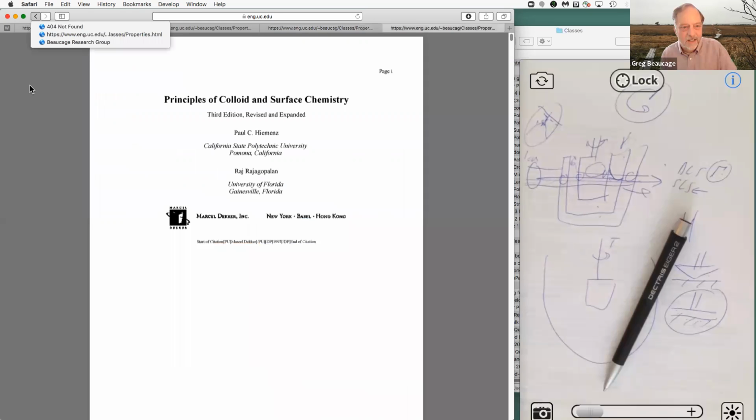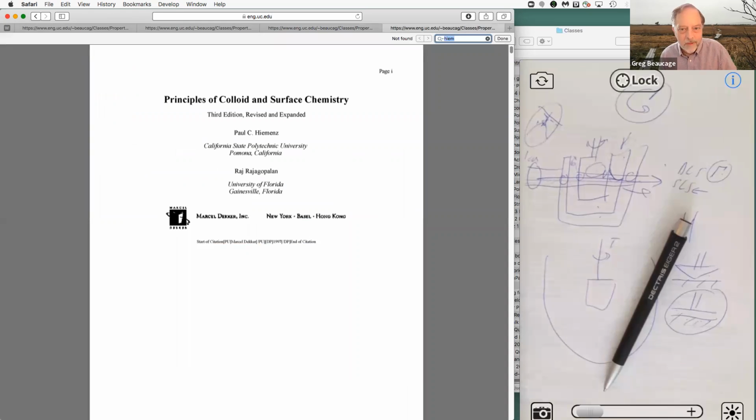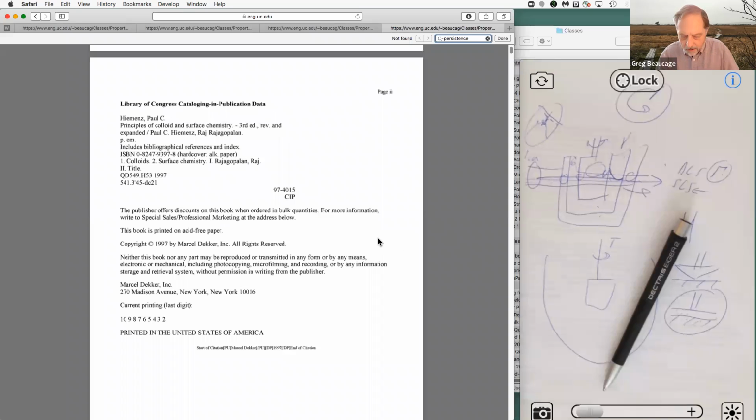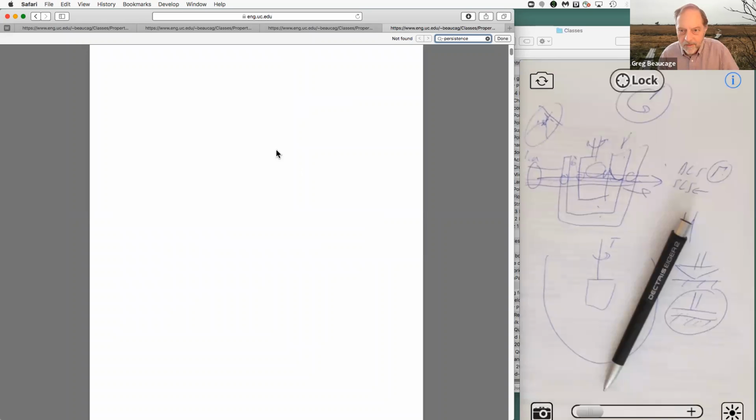Oh, that's the Heimitz book. I wonder if I can find... No, I can't do it. Do a search. Anyway, the Heimitz book is here if you want to search for the persistence length. It talks about it in there.